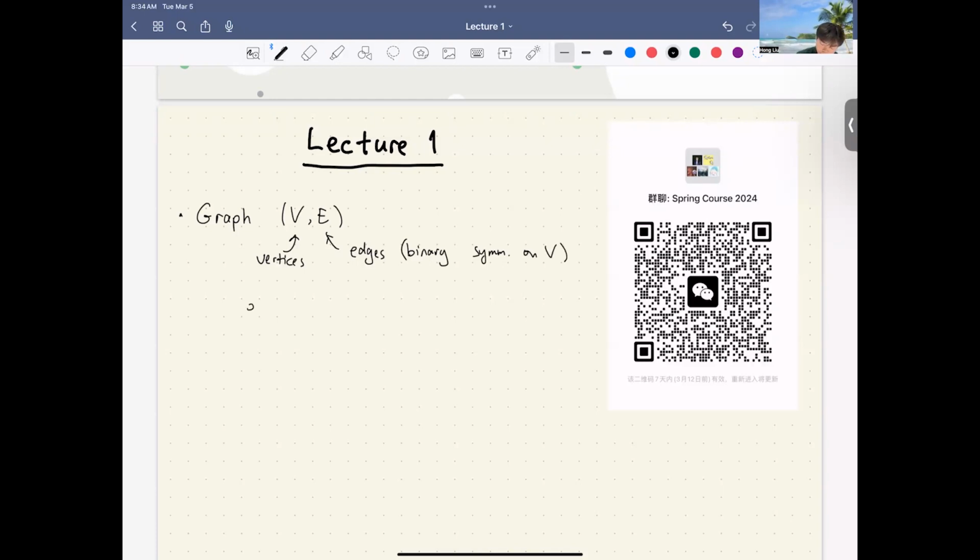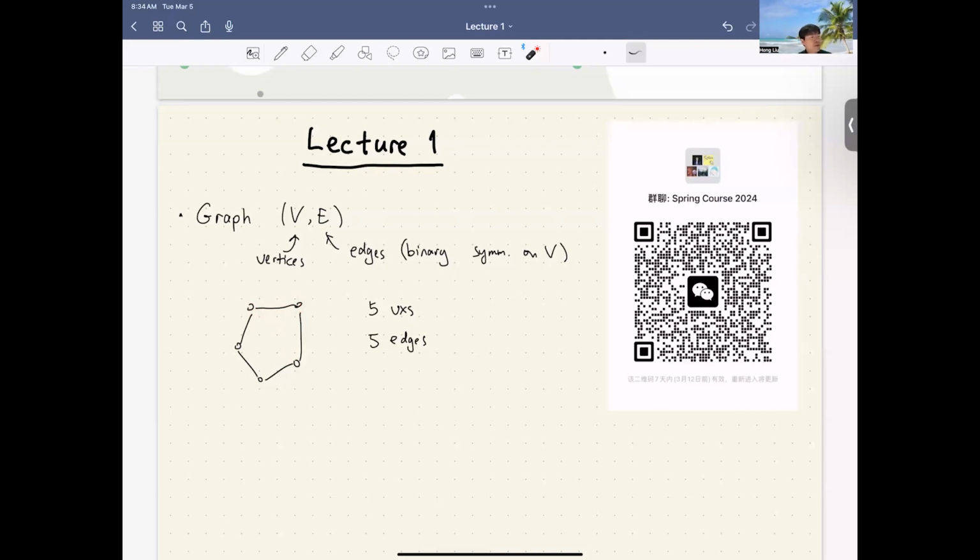So here's an example. Here's a 5-vertex graph. We have 5 vertices and 5 edges. Between 2 vertices, we only have 2 types of relation. Either there's an edge or there's no edge. That's it. It's very simple. Discrete objects. What can we do with this object?